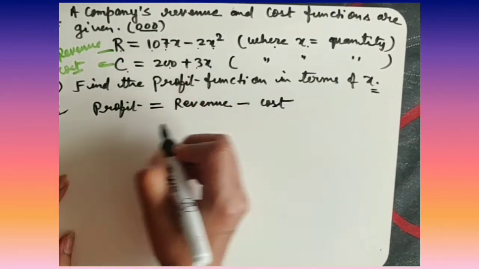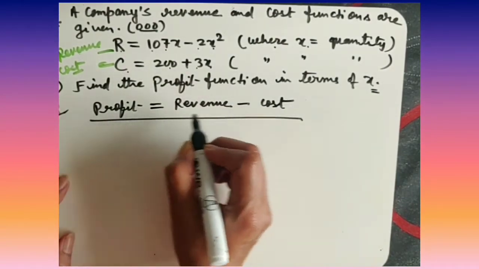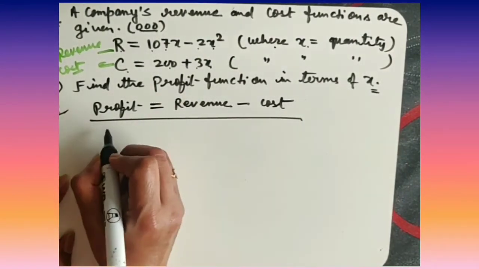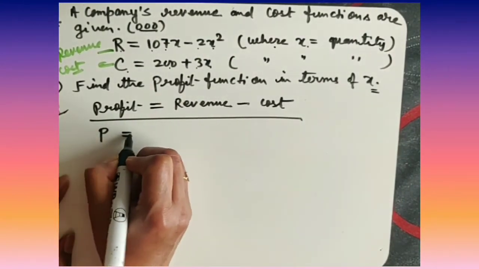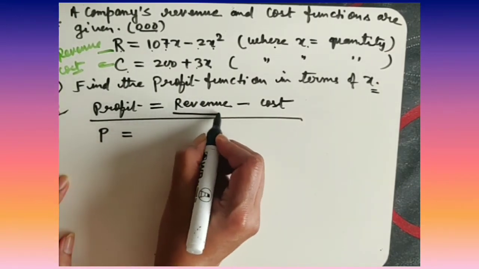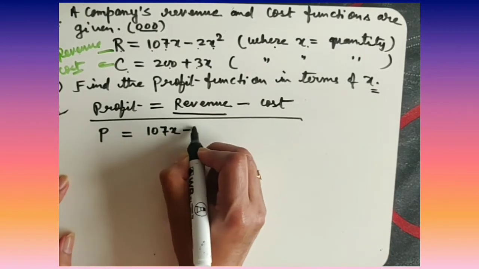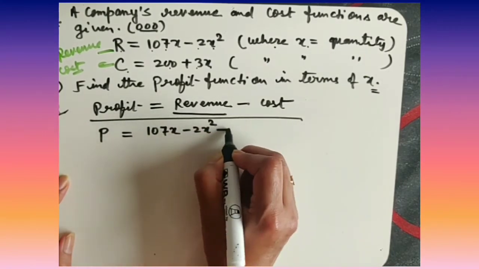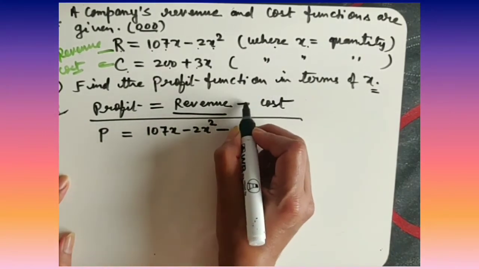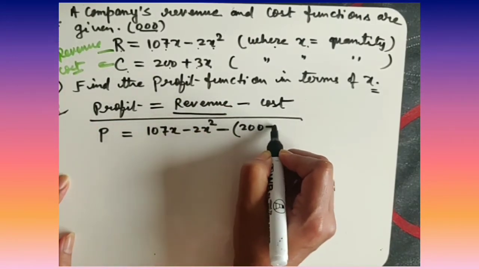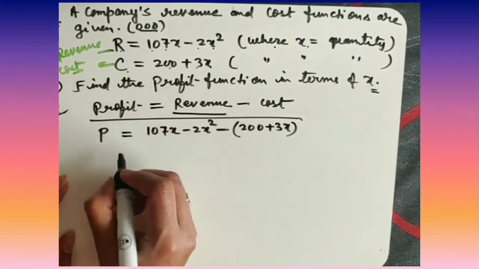This is the formula in financial maths. So the profit function equals revenue minus cost. We need to find the profit function, so write down the revenue function. This is the revenue: 107x minus 2x square, and minus the cost function. Since minus is there, the cost function will be in the bracket, 200 plus 3x. This is the cost function.